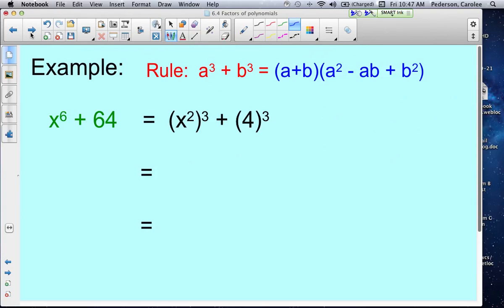Let's just do one more of these. This is now a sum of cubes where we start off with x to the 6 plus 64. I've done the first step where we want to rewrite x to the 6th as a perfect cube. So x squared times x squared times x squared is x to the 6th. And then 64 can be rewritten as 4 times 4 times 4, which is 4 cubed. So we are going to identify the a and the b again. This is my a value, and this is my b value that I'm going to substitute into my rule.